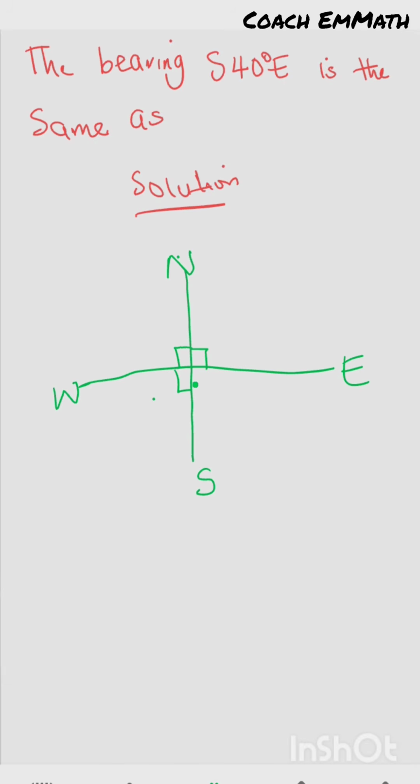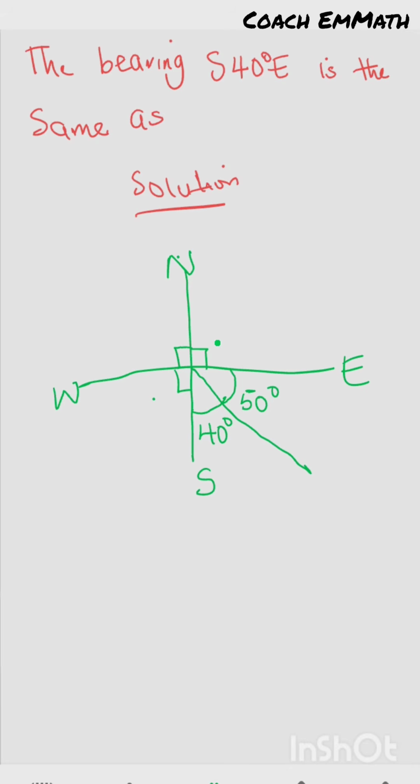Since I'm going from the south to the east, 40 degrees, my direction is from south down to east. So I'm just going to draw a line in between, and here is going to be my 40 degrees. But remember, I mentioned earlier that each quadrant is 90 degrees. So if here is 40 degrees, what do I add to this 40 to make it 90? In that case, here is going to be 50 degrees.